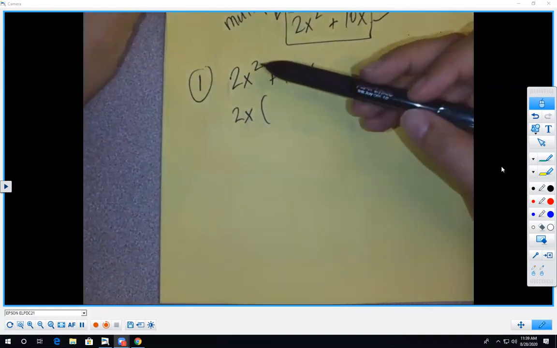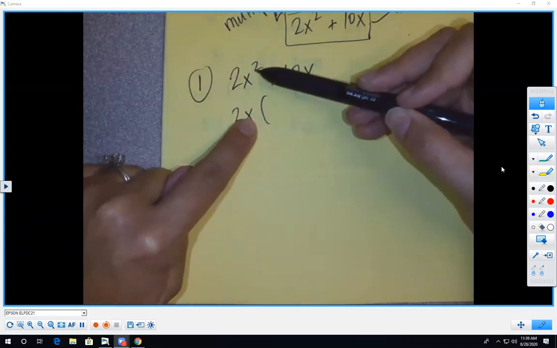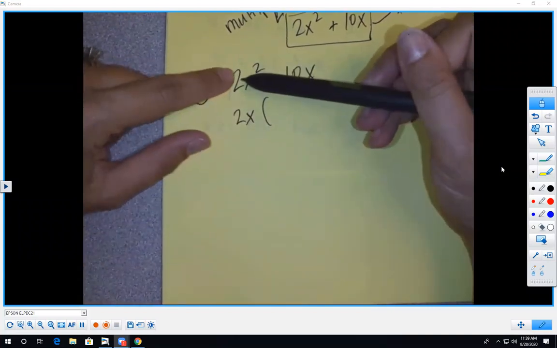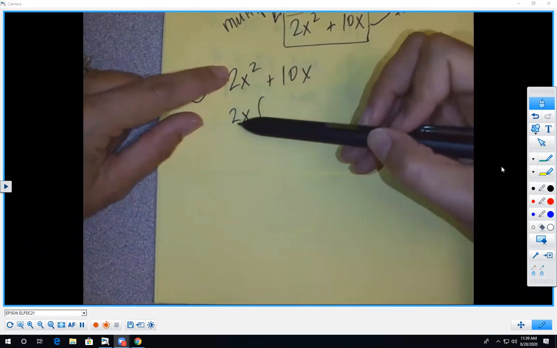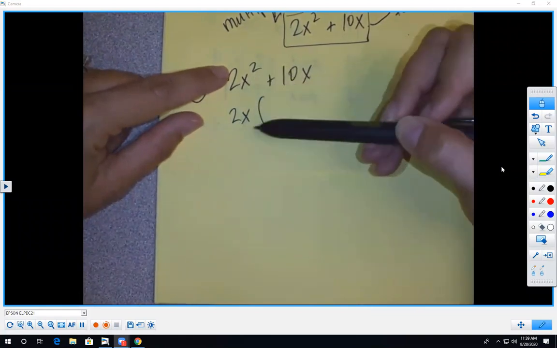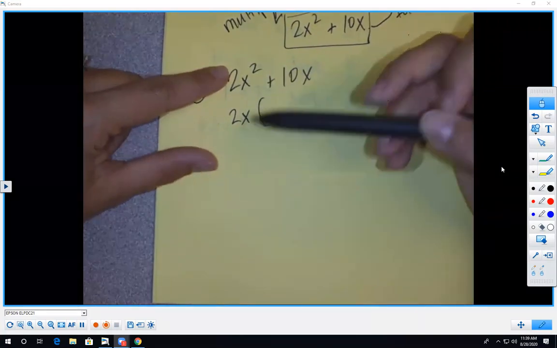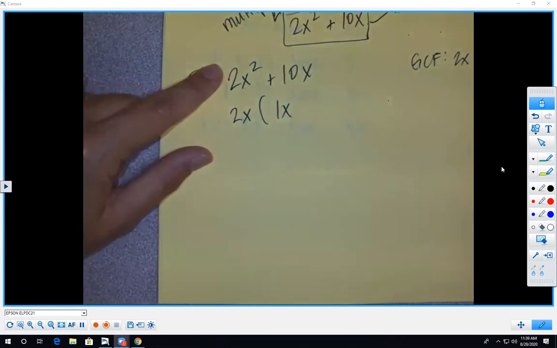So some people think about it as 2x times what equals 2x squared. You can do it that way. You can divide it. Okay, so you think 2x squared divided by 2x, that's what I do. What's 2 divided by 2? 1. X squared divided by x, or it's like if I have 2 x's and I pull one out, what's left over? 1x. You don't have to put the 1 if you don't want to. It's up to you.